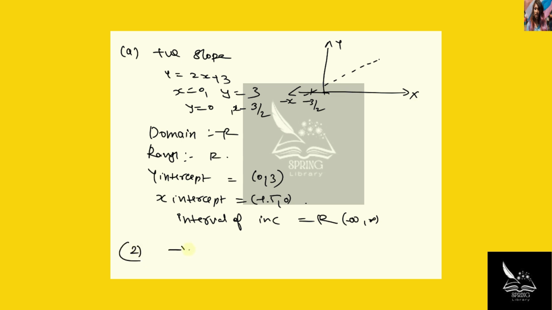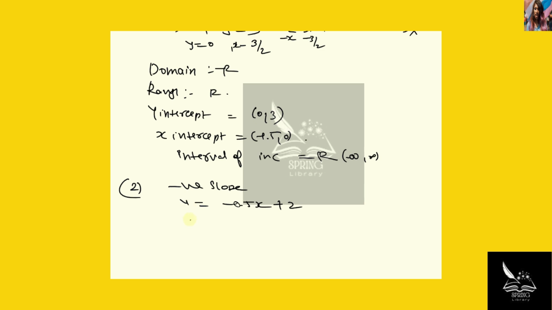Now the second part, for the negative slope. We will consider a linear function y is equal to minus 0.5x plus 2. Now we take x equal to 0, we have y equals 2. If we take y equal to 0, we have x equal to, the value will be plus, 2 divided by 0.5, which is 4. So 4. The graph looks like this way. This will be our y-axis and this will be our x-axis. So the points will be (0, 2) and (4, 0), and the graph will be like this.